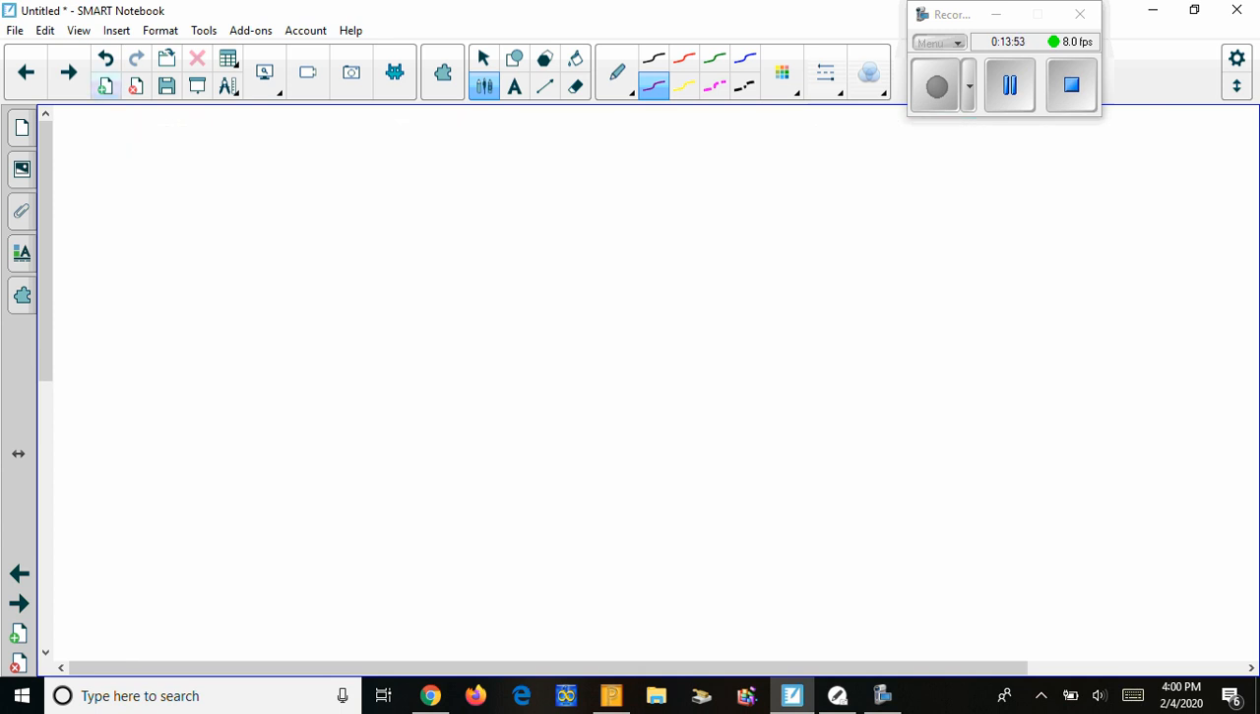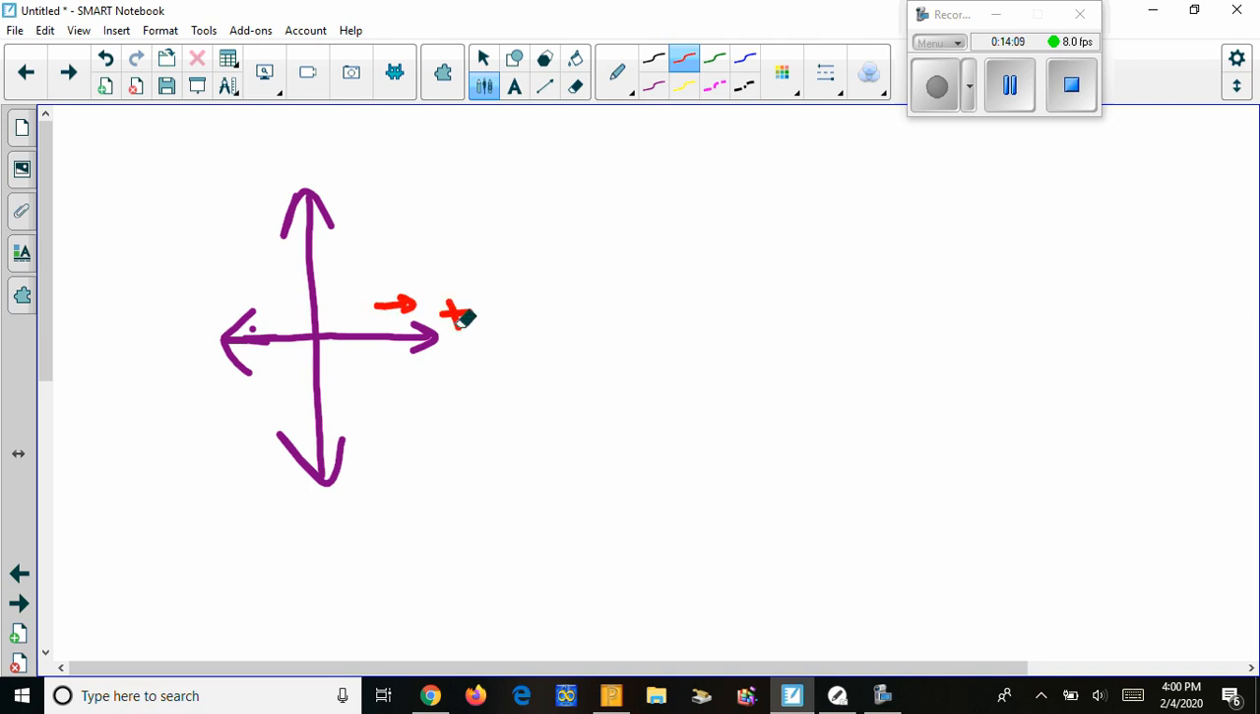Some points that were brought up are going to be important here. When I have my graph, remember that if I count to the right, that's positive. If I count up, that is positive. Down is negative and left is negative. The direction in which you count will decide whether you have a positive or negative number. And that is going to be very important when you are trying to find your A and B values.